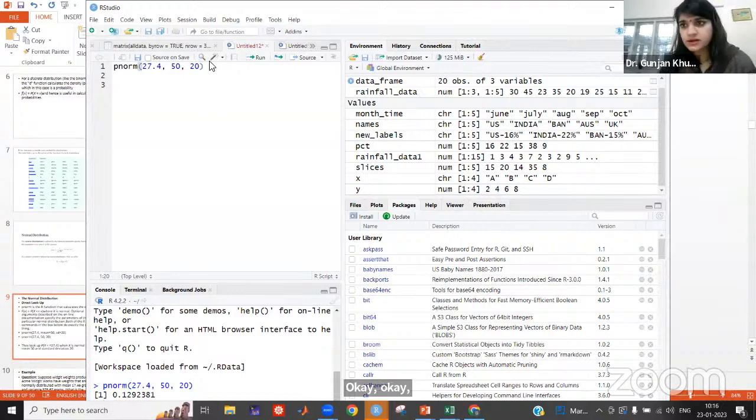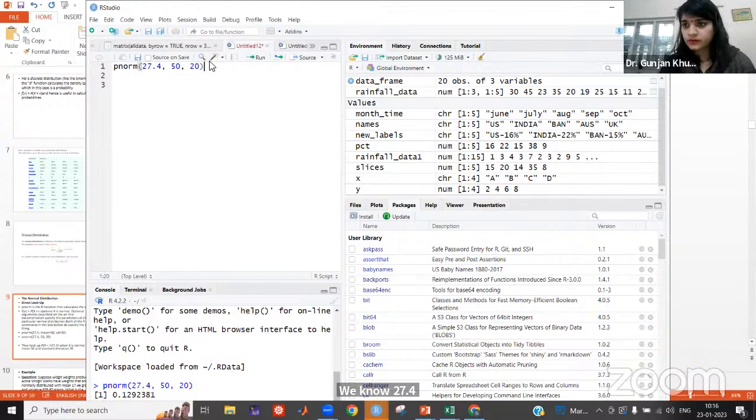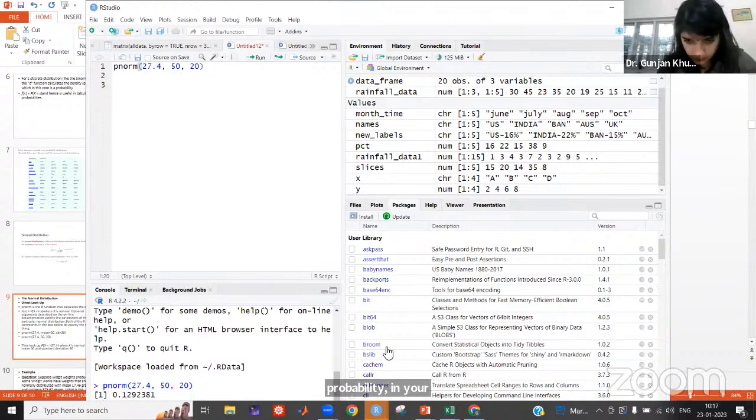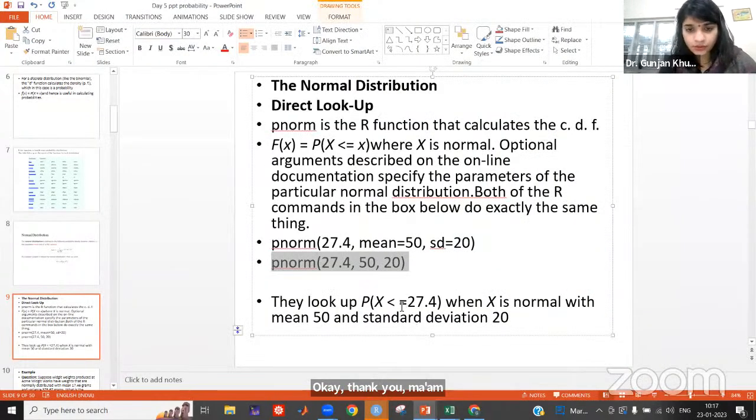So these commands, you are not able to run these? pnorm 27.4, yes, we were able to. What about Anjali? Yes, ma'am, I am able to. Okay, that's fine. I think there is a problem in some graphics thing, not in the probability part. Okay, so you can use any of the commands and it will give the same output.